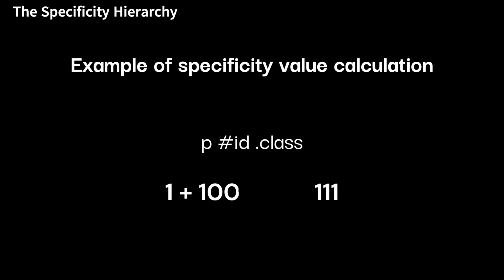As an example of calculation to determine the specificity value of a CSS selector, the selector p#id.class has a specificity value of 111 because the p-element selector has a specificity value of 1, the #id selector has a specificity value of 100, and the .class selector has a specificity value of 10.